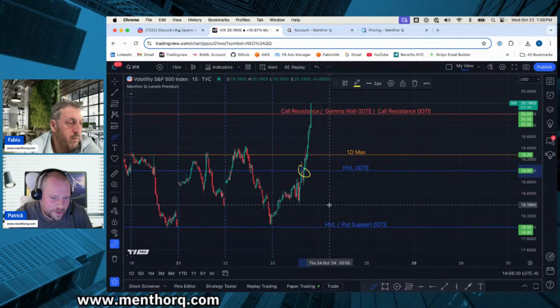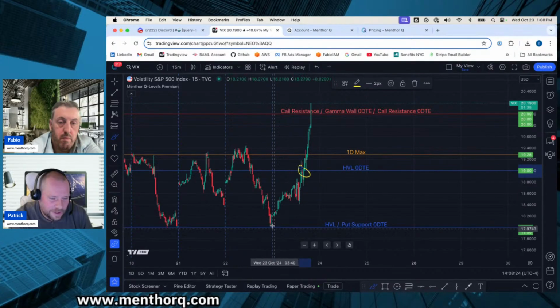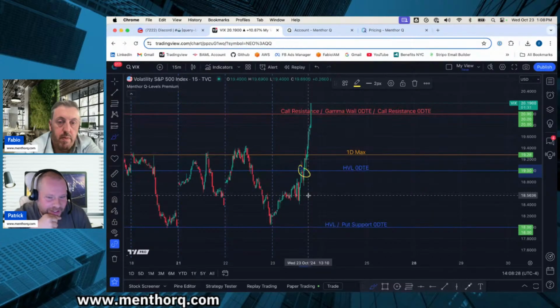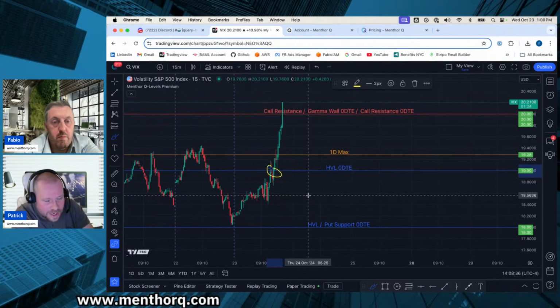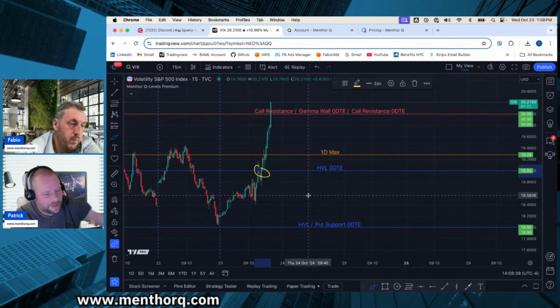Yeah, but more important is that we bounced back from the high wall and put support before. I think that's much more important on the downside. Yeah, this is really important, and then you can connect the dots. So the VIX high wall is now there, so it's in play. We're looking to the NQ.